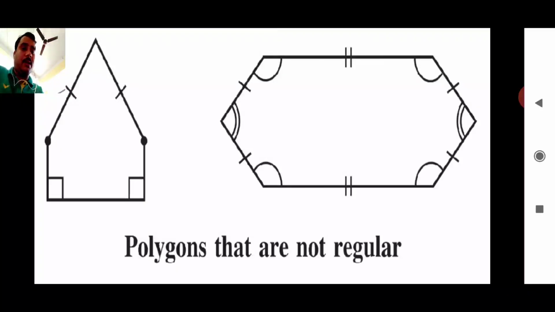And the second figure has one angle, whose two sides are equal, but four other angles are not equal to those two angles. Here also all sides are not equal, so it is not a regular polygon.